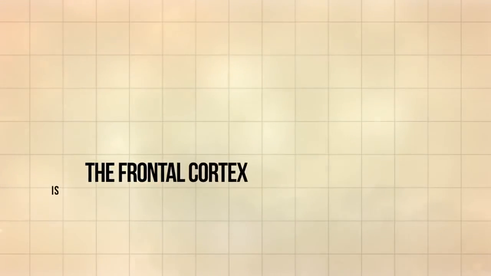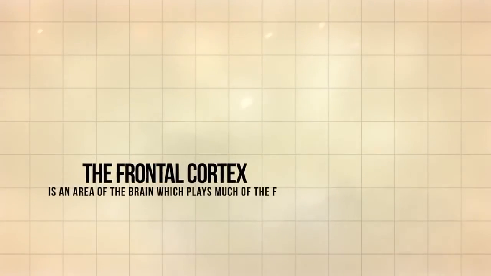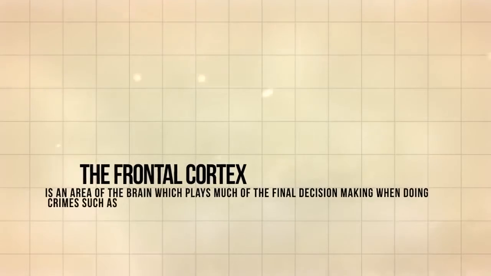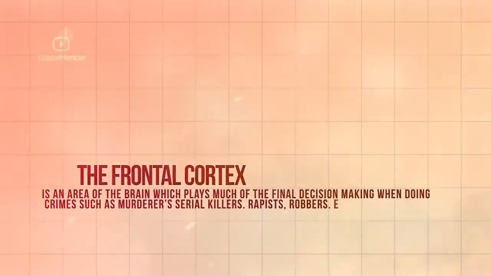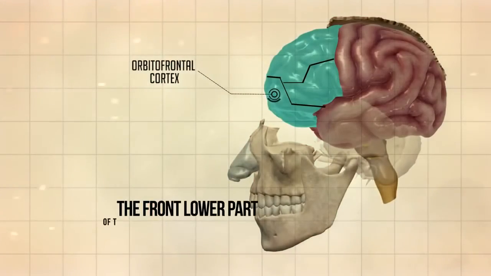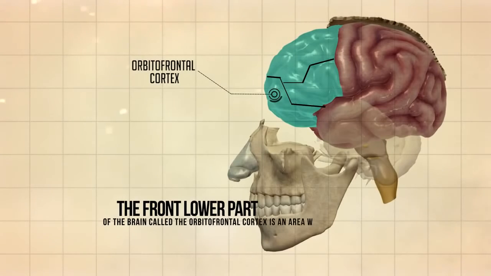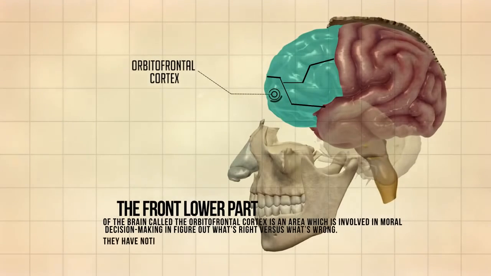The frontal cortex is an area of the brain which plays much of the final decision making when doing crimes such as murders, serial killers, rapists, robbers, etc. The front lower part of the brain, called the orbitofrontal cortex, is an area which is involved in moral decision making, in figuring out what's right versus what's wrong. They have noticed a similar pattern in the brain scans of criminals in this region.